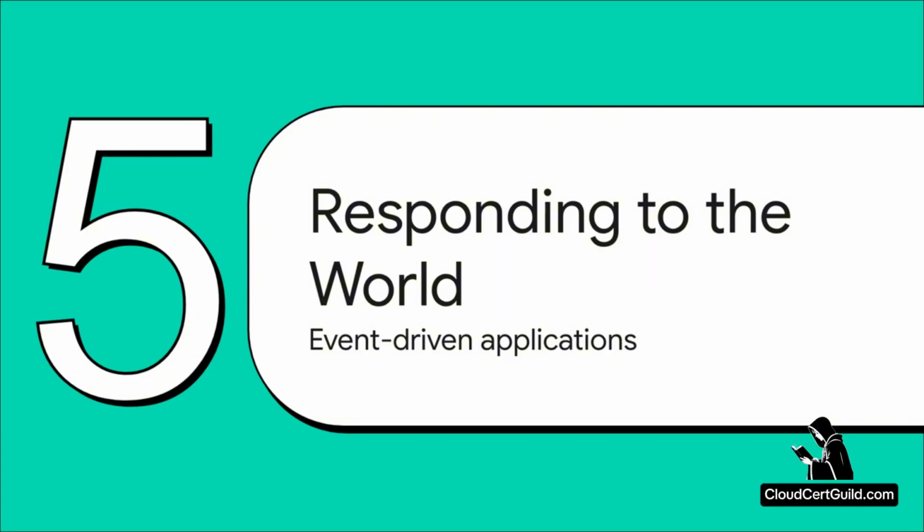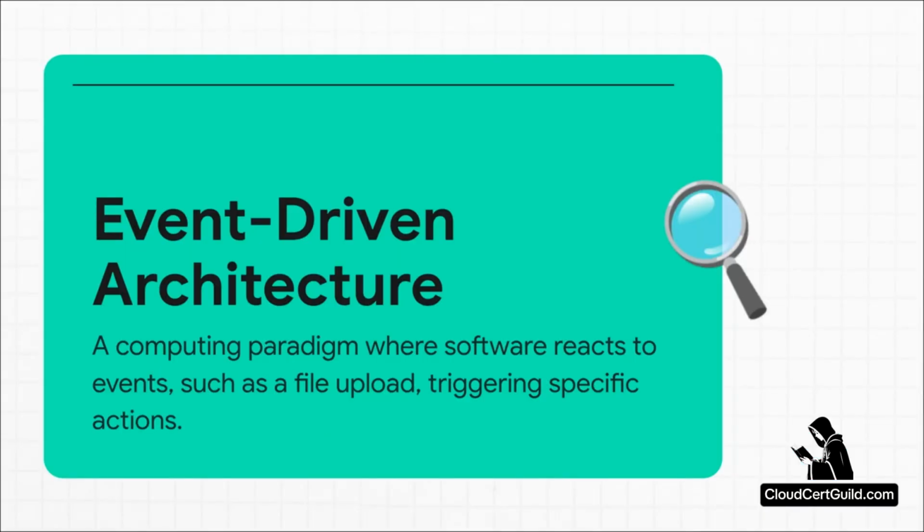All right, for our last section, we're going to shift our thinking a little bit. We're going to talk about a different style of application. Not one that's always on, just sitting there waiting for a request, but one that only wakes up to react when something interesting happens. And this is what we call an event-driven architecture.